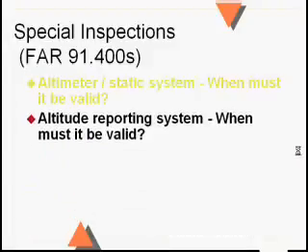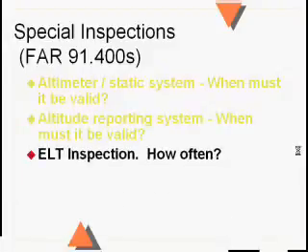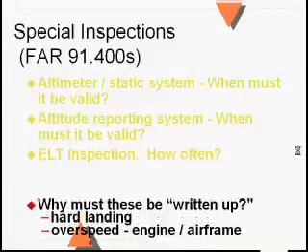The altitude reporting system is only good for 24 calendar months, and it has to be valid anytime you turn it on, but the FAR say if you've got it, you have to turn it on. So if you have that in your airplane, it has to have been done within the last 24 calendar months. ELT inspections are valid for 12 calendar months, so whenever you go flying, you want to make sure that the ELT on the aircraft has been inspected within the last 12 calendar months.